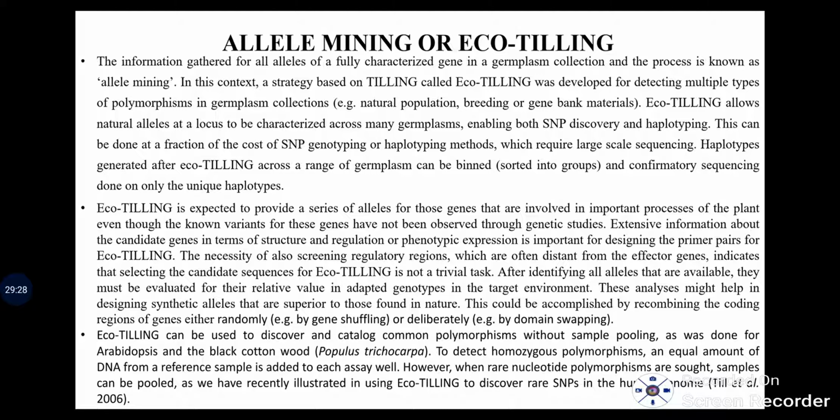EcoTILLING is expected to provide a series of alleles for those genes that are involved in important processes of plants, even though known variants for these genes have not been observed through genetic studies. EcoTILLING is used to discover and catalog common polymorphisms without sample pooling, as was done for Arabidopsis and black cottonwood, that is Populus trichocarpa. To detect homozygous polymorphisms, an equal amount of DNA from the reference sample is added to each assay. When rare nucleotide polymorphisms are sought, samples can be pooled, as we have recently illustrated in using EcoTILLING to discover rare SNPs in the human genome. This approach was done by Till in 2006.